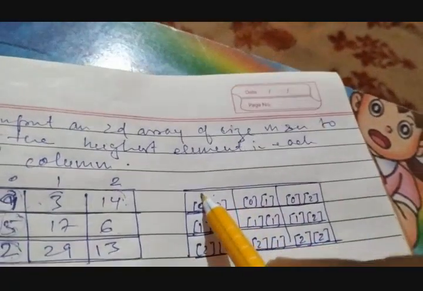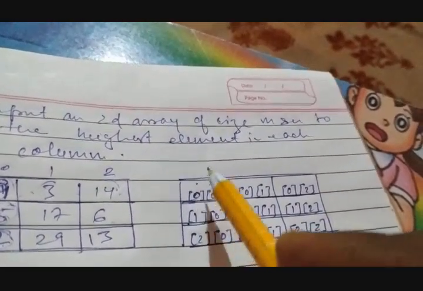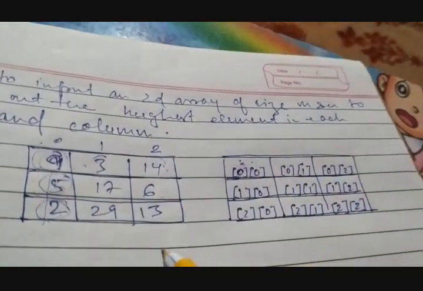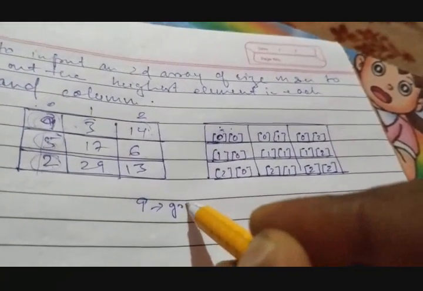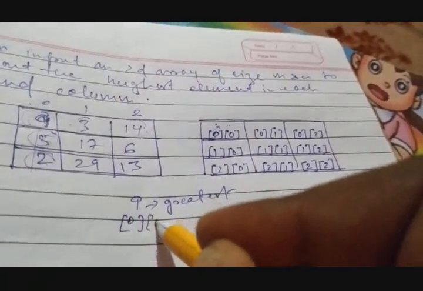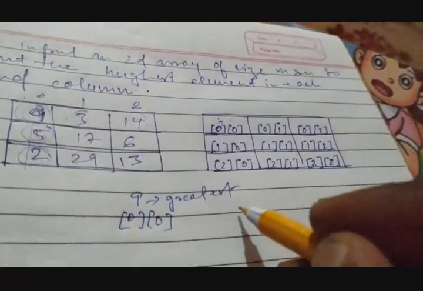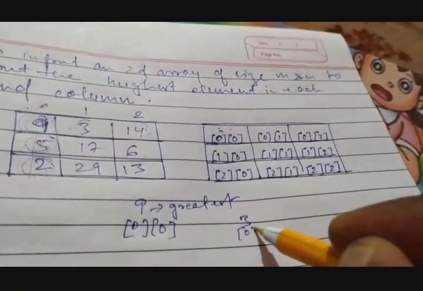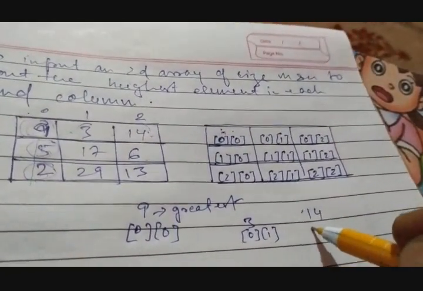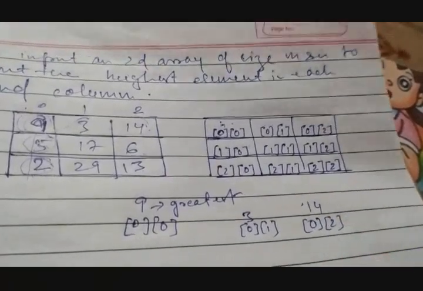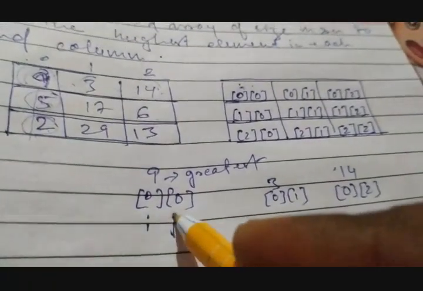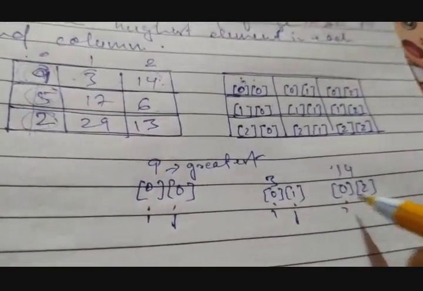If I had to keep it constant, suppose I consider the first one for the row, 9 to be considered as the greatest. So what is the index number of it? 0 0. But what is the index number of 3 now? It's 0 1. What is the index number of 14 now? It's 0 2. Now which one is constant now? This is i, this is j, this is i, this is j, this is i, this is j.